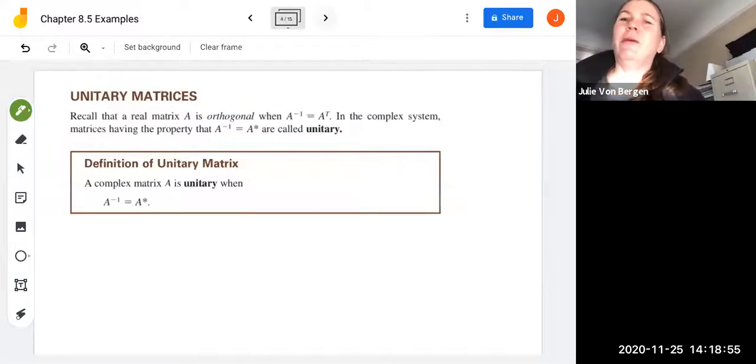All right, so now let's talk about what it means to be a unitary matrix. Recall that a real matrix A is orthogonal when A inverse equals A transpose. In the complex system, matrices that have the property A inverse equals A conjugate transpose are called unitary. So a complex matrix is unitary when A inverse equals A conjugate transpose.